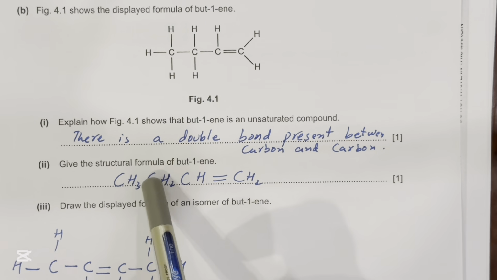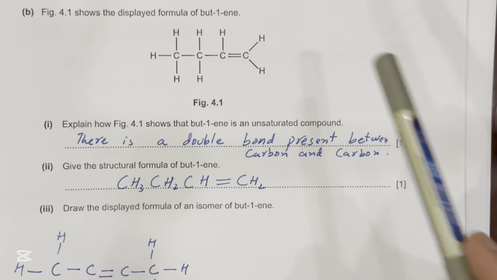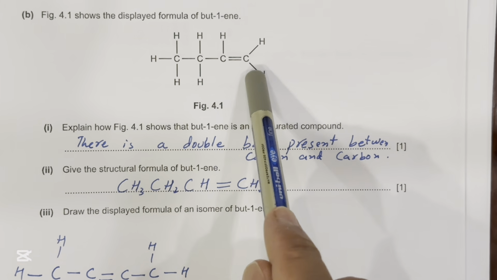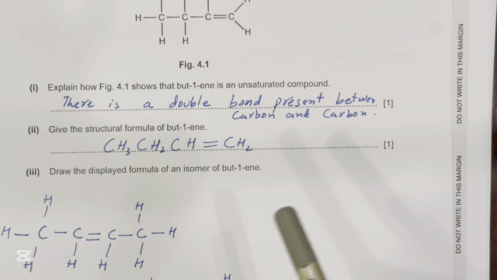Give the structural formula of but-1-ene. The structural formula would be CH3, CH2, then CH double bond CH2. So you need to write it. That's an easy one mark.